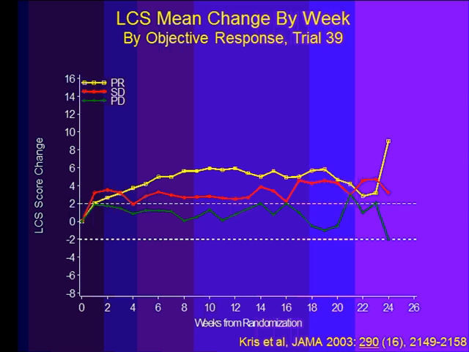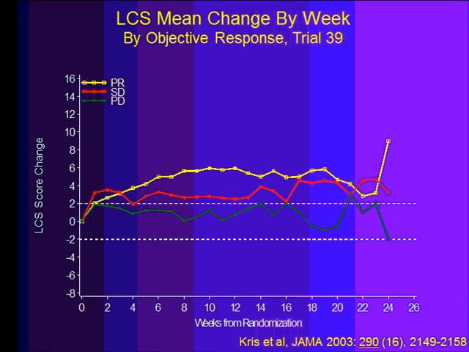This is an example published by Chris et al. in JAMA about 10 years ago that showed that a lung cancer symptom score change was linked with tumor response in advanced lung cancer. The red line are patients whose best response was stable disease. The yellow line, patients whose best response was partial response, so they're partial responding patients. And the green line are the patients whose best response was progressive disease.